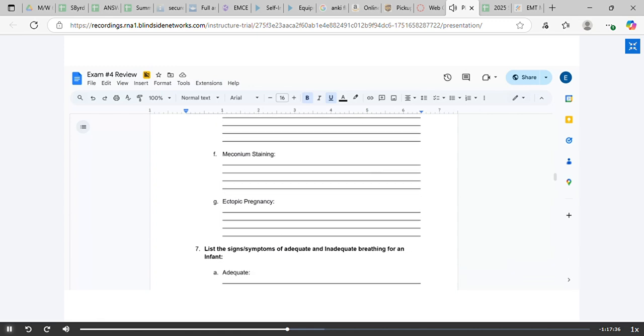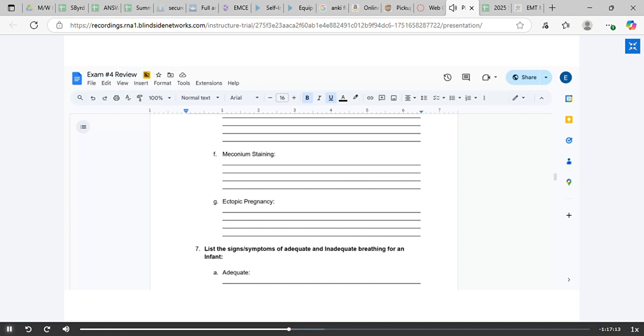Now meconium is not necessarily an emergency with the mom. This is more of an emergency with the fetus. Okay, so meconium staining, that means that the fetus was in distress at some point while they were still in utero, while they were still inside mom. Okay, and that can be a problem.